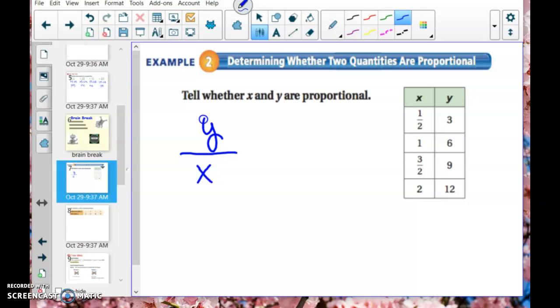So the first one here, 1/2 I could change to 0.5, so I want to take 3 divided by 0.5 and I get 6. Well, now I need to check the next one. 6 divided by 1 is also 6. 3 over 2 is actually 1.5, so 9 divided by 1.5 is 6. And I know 12 divided by 2 is also 6, so because all of these equal the exact same thing when I take y divided by x, I would say yes, they are proportional to each other.